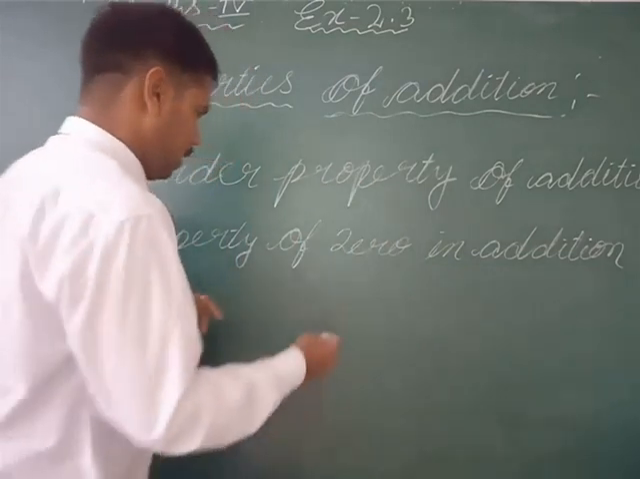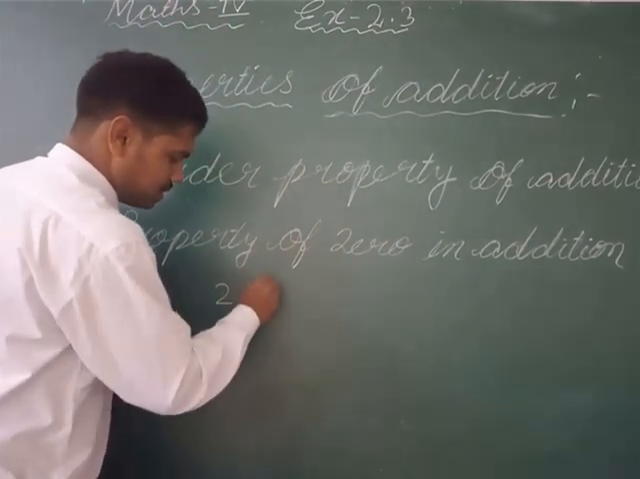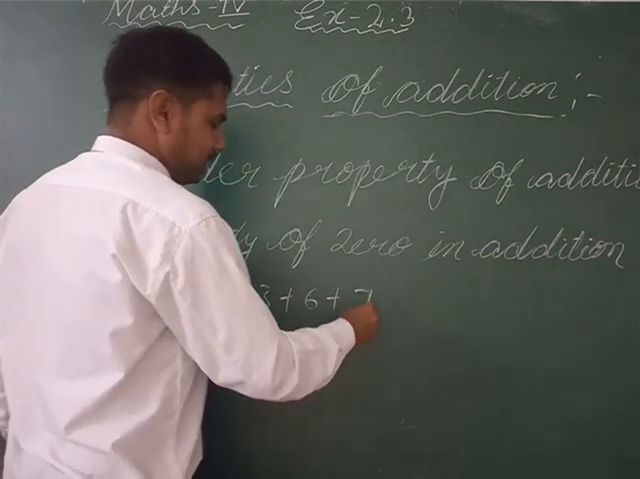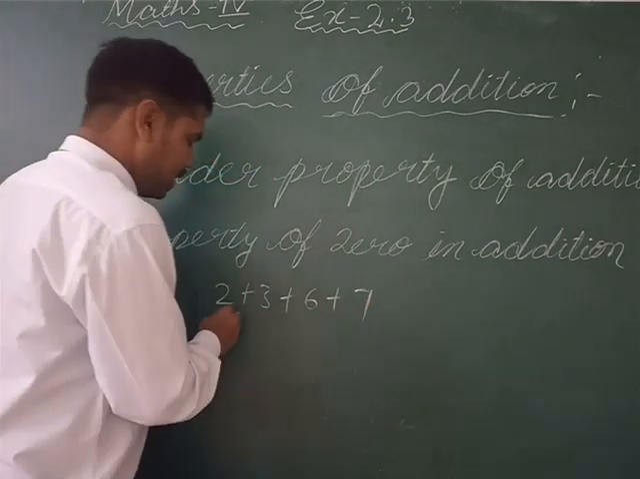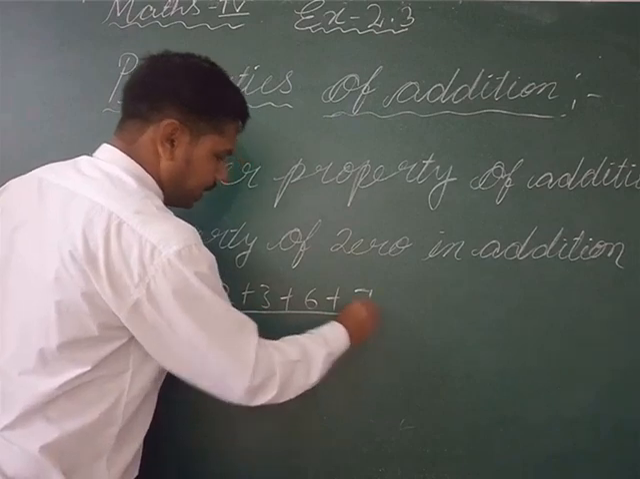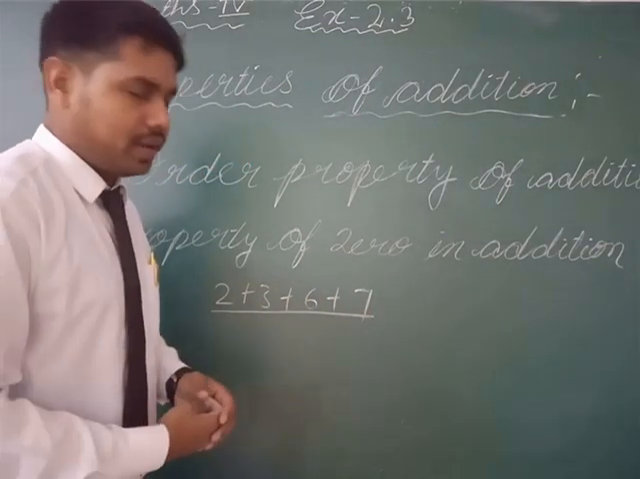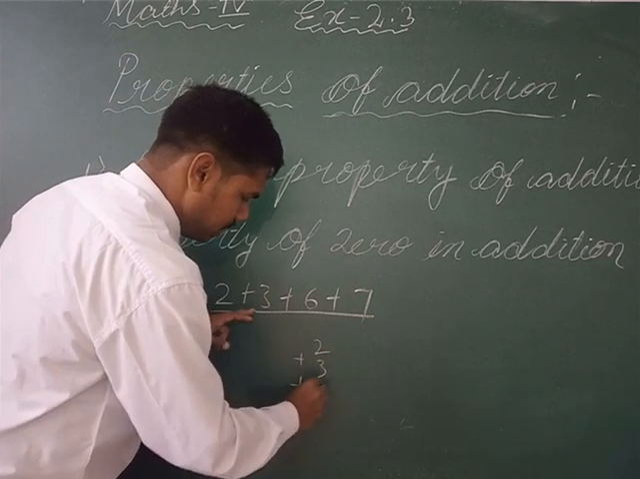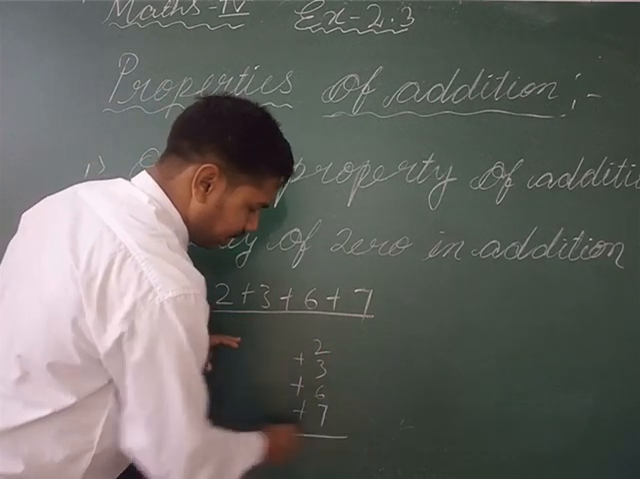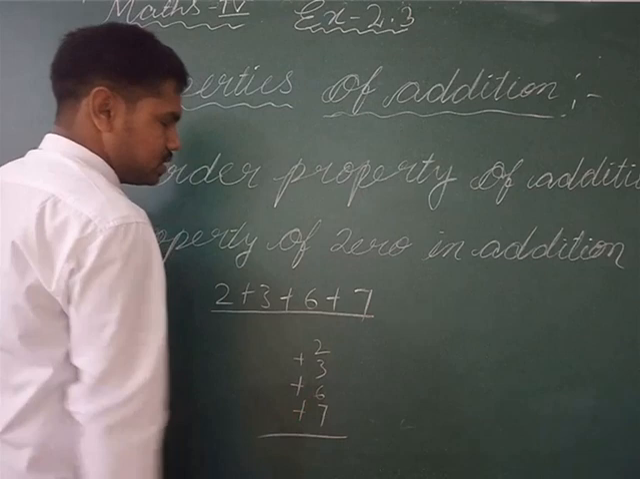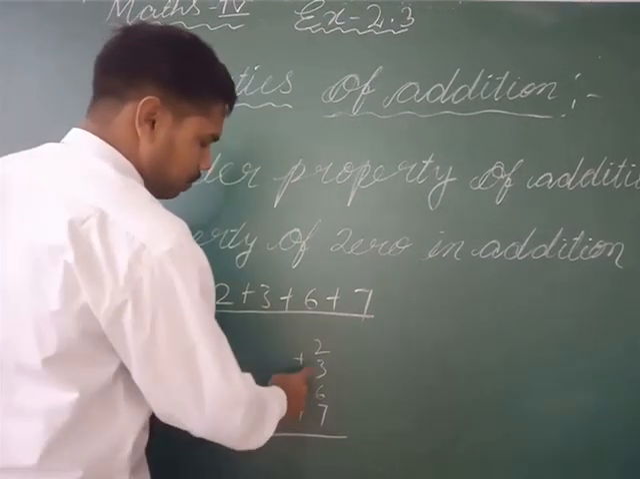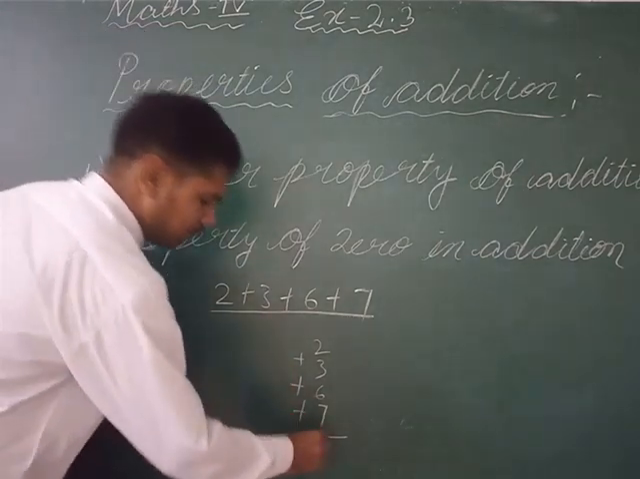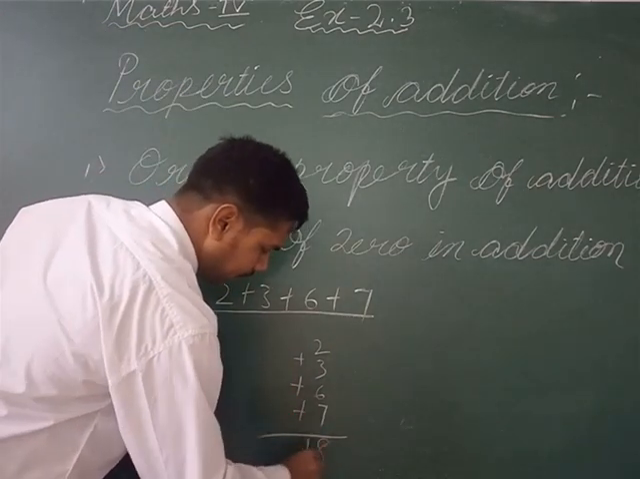For example, I am telling you to add 2 plus 3 plus 6 plus 7. At the time of addition, you can arrange all these numbers in any order. The sum will be the same. For example, you can add these like 2 plus 3 plus 6 plus 7. So how much? 7 plus 6, 13. 13 plus 3, 16. 16 plus 2, 18. So the answer will be 18, right?